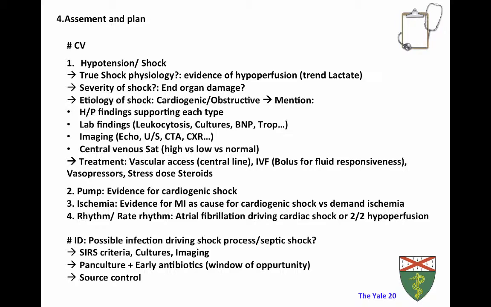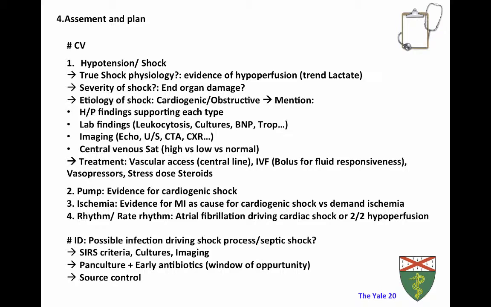As an example, the first section here is cardiovascular, under which you can place the problems affecting the cardiovascular system. If the patient is in shock, you would give the etiology of the shock, its severity as evidenced by end organ damage, and information drawn from the H&P, labs, and imaging that support your differential. Other important areas to consider under cardiovascular include how the heart is pumping, if there is evidence of ischemia, and if there are any arrhythmias.